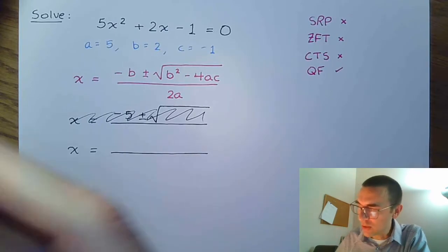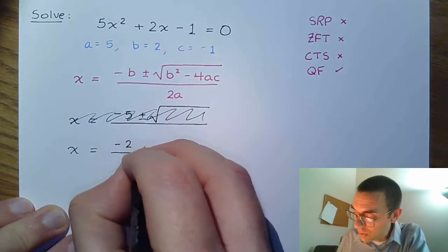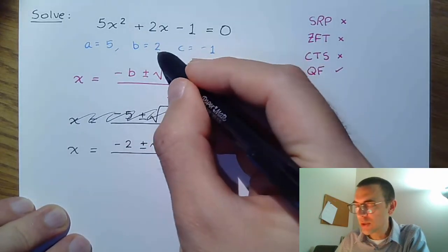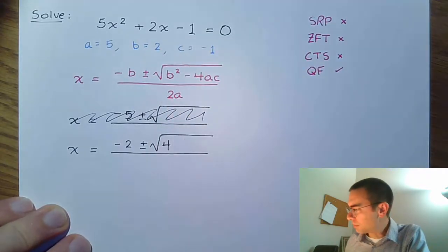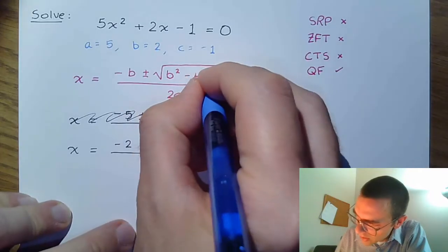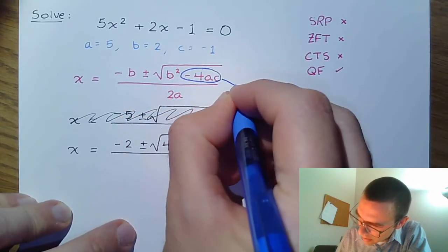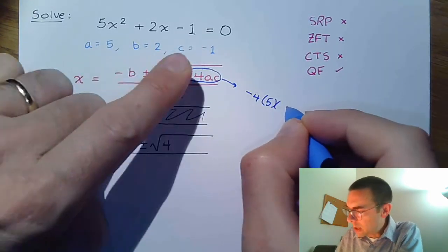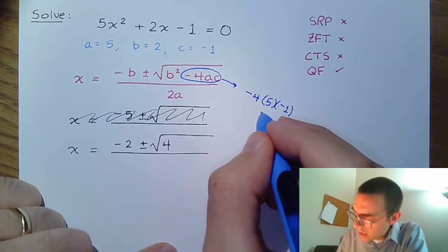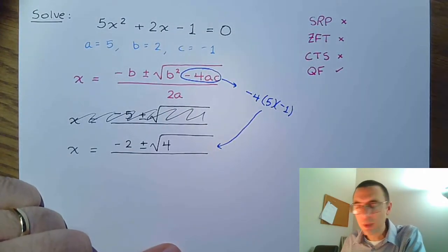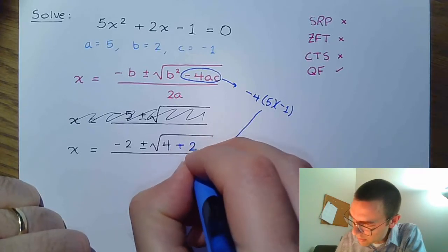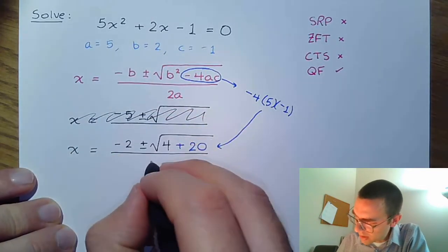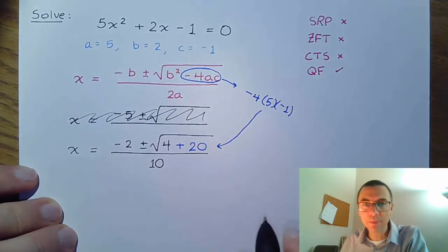What I meant to say was, this is why I have it labeled, -b is -2 plus or minus the square root b squared, so b is 2, b squared is 4, minus 4ac, I circle this whole guy right here. So this becomes -4 times a, which is 5, times c, -1. And that product, -4 times 5 times -1, is a positive 20. And this is all over 2a, so 2 times 5 is 10.